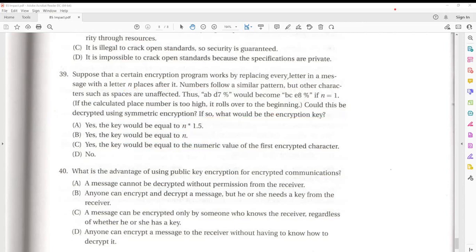Question 40: which is a disadvantage of public key? Okay, public key is a disadvantage: everyone can encrypt without having to know how to decrypt it. Okay, that actually is an advantage. So D. That's an advantage. Okay, any more questions?